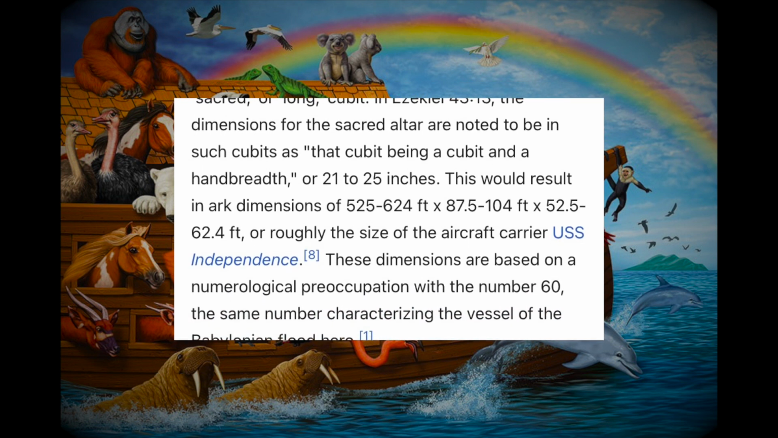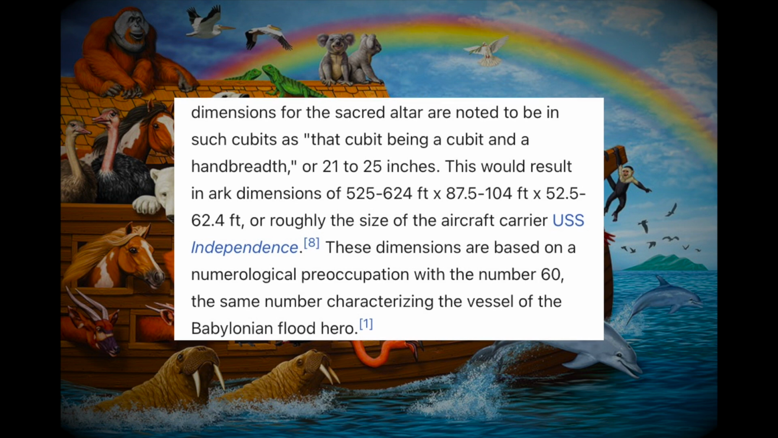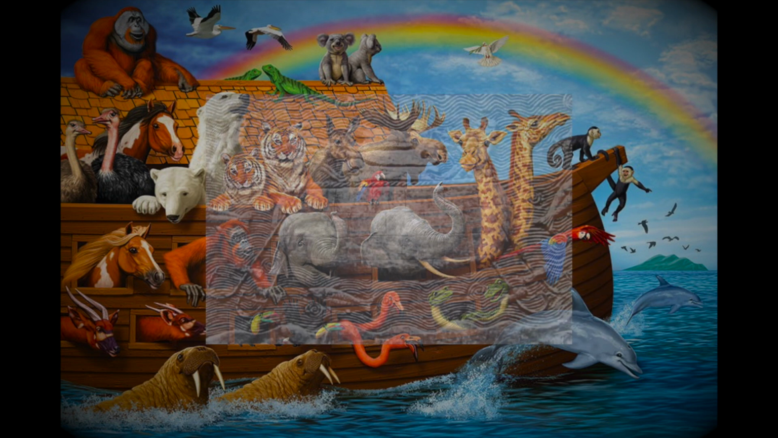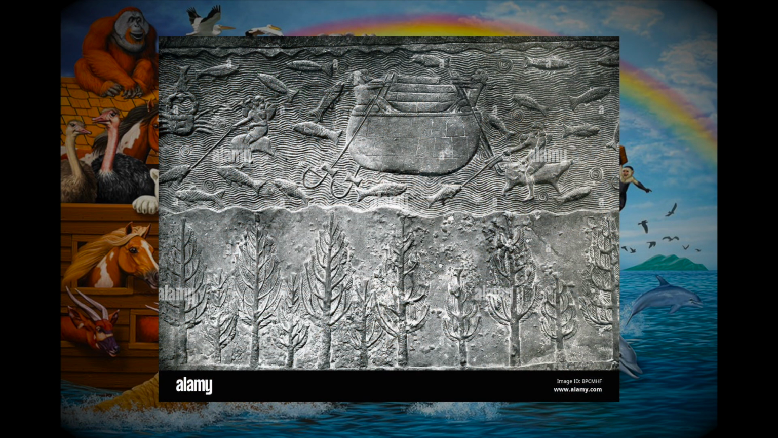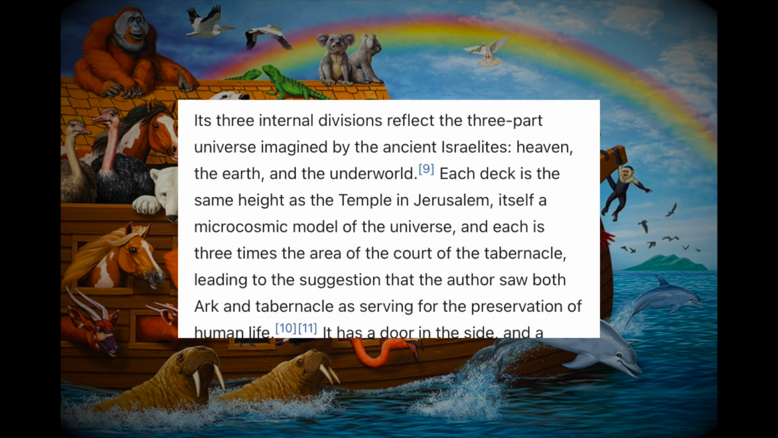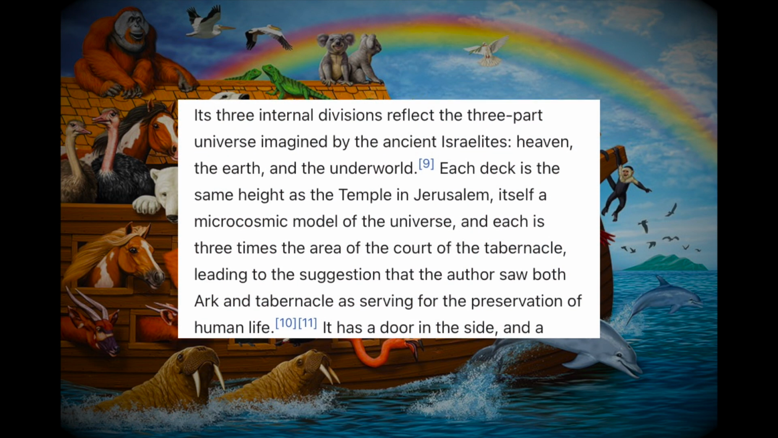This would result in Ark dimensions of 525 to 624 feet by 87.5 to 104 feet by 52.5 to 62.4 feet, or roughly the size of the aircraft carrier USS Independence. These dimensions are based on a numerological preoccupation with the number 60, the same number characterizing the vessel of the Babylonian flood hero. Its 3 internal divisions reflect the 3-part universe imagined by the ancient Israelites: heaven, the earth, and the underworld.